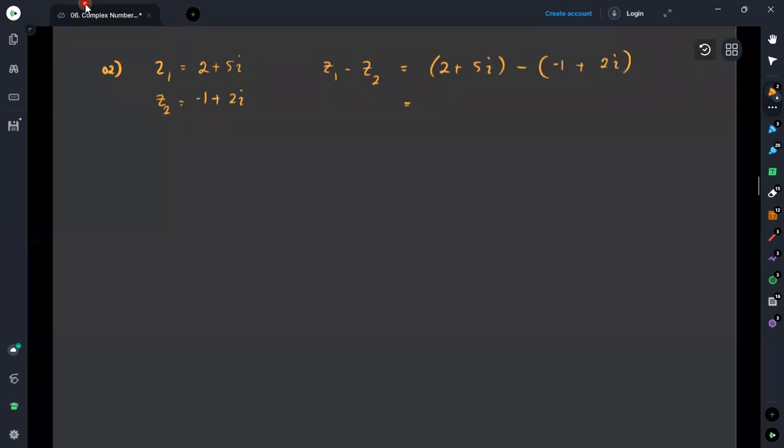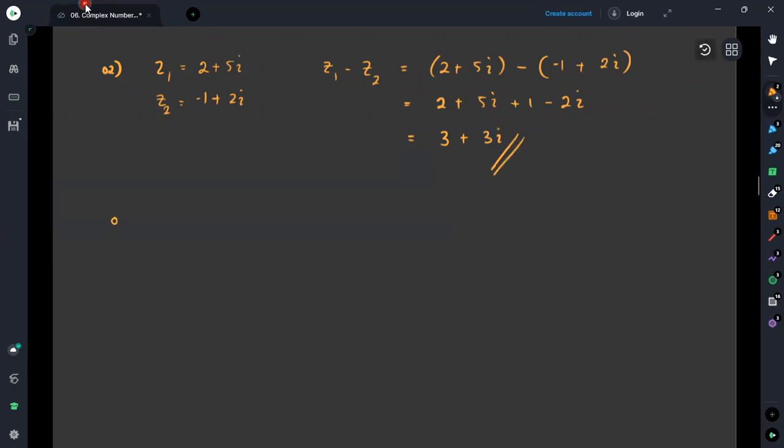Then what we can do, the easiest way, is solve in the bracket first. Then we'll get 2 plus 5i. Here minus 1 with minus becomes plus 1. Minus with plus 2i, here we'll get minus 2i. Then we'll get the final answer. 2 plus 1, it is 3. Then plus 5i minus 2i. Here we'll get plus 3 times i.